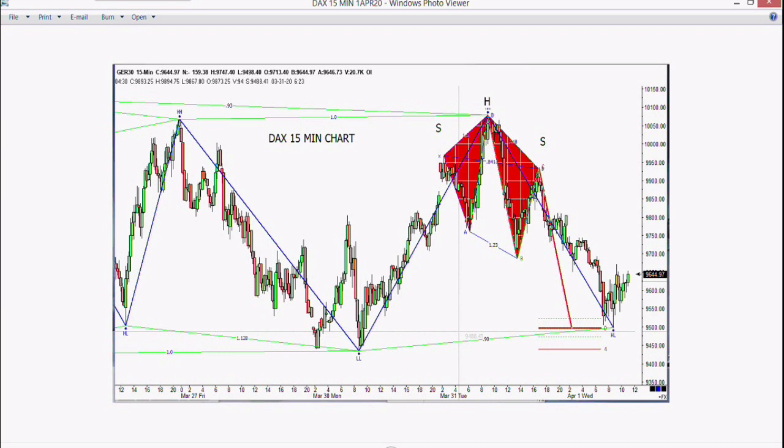One of them from a crude oil perspective, because Linda Raschke just came up with a tweet about crude oil, and we're going to take a look at that in just a little bit. Now, the next one we want to look at here is the FTSE. We'll get it up and take a quick look at it.